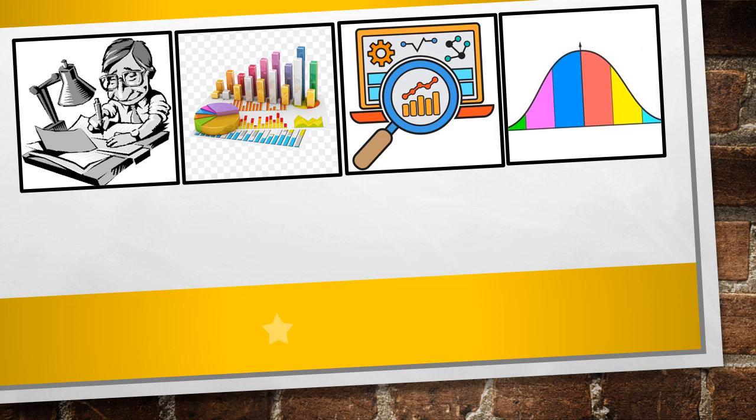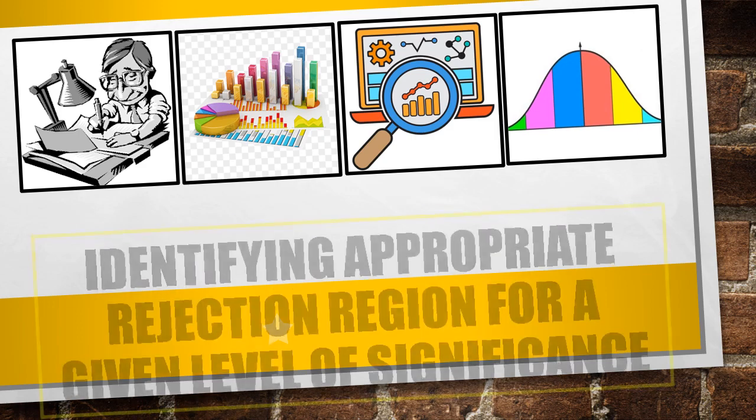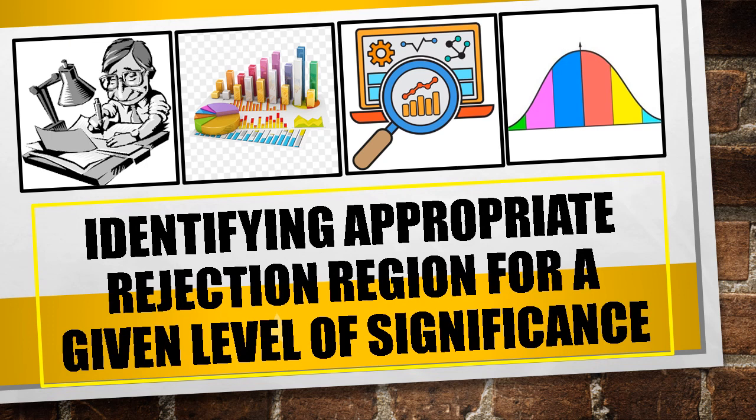This video will guide you in your statistics and probability lessons. The focus of this video is identifying appropriate rejection region for a given level of significance.